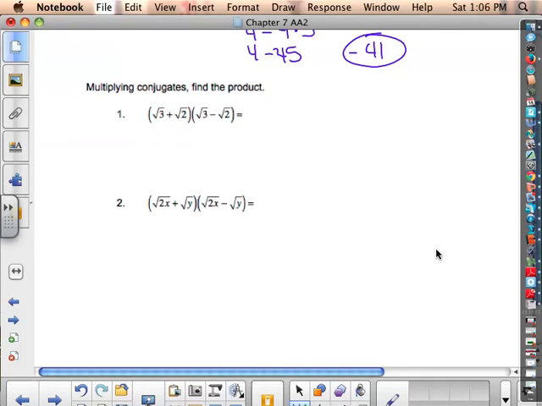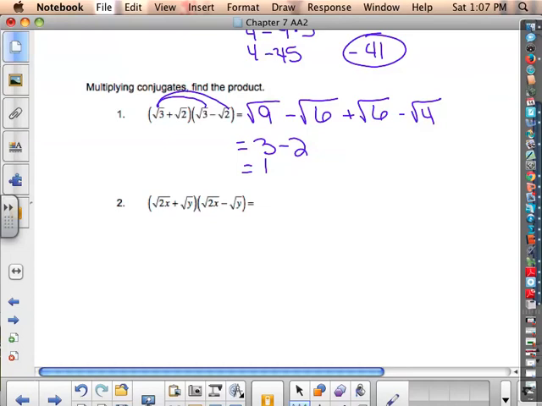So again, let's look at multiplying conjugates to find the product. I have the square root of 3 times the square root of 3. That will be the square root of 9. Multiply those radicands. Then the square root of 3 times the square root of 2, so minus the square root of 6. Then the square root of 2 times the square root of 3 plus the square root of 6. And then the square root of 2 times the square root of 2, so minus the square root of 4. This becomes 3 minus 2, or 1.